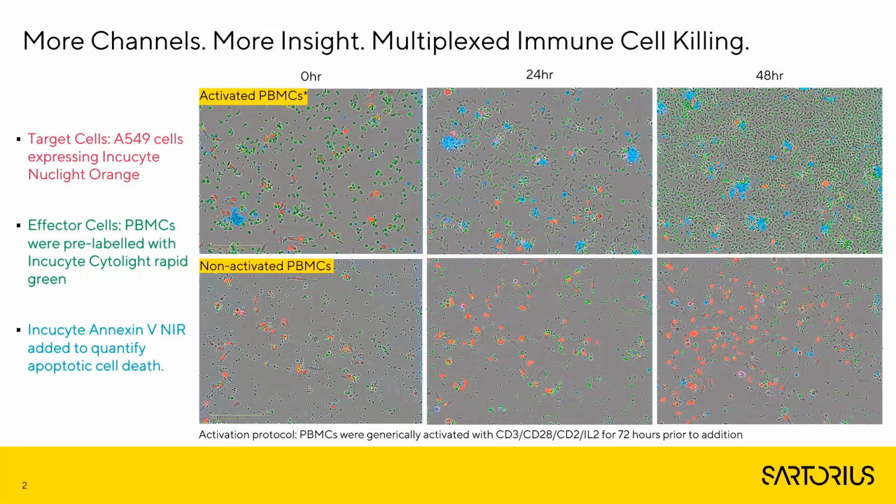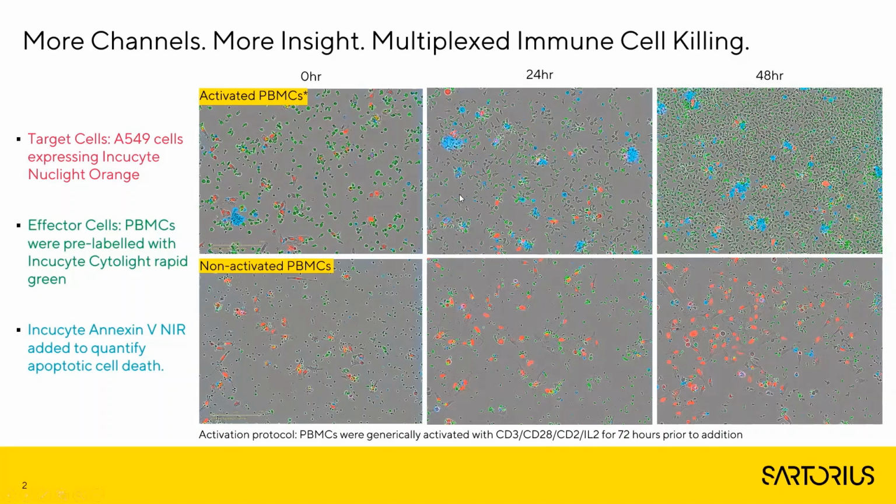And what the images are showing on the top side are target cells in the context of activated PBMCs, activated in the way that's shown here with CD3, CD28 beads. And on the bottom panel are non-activated PBMCs. So these PBMCs are then added to the target cells and measured over the course of time.